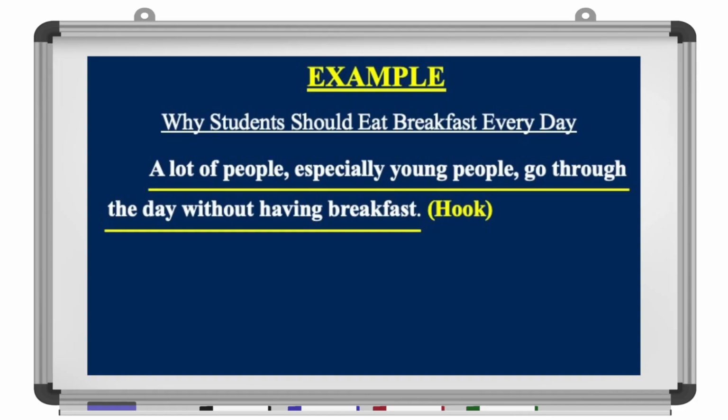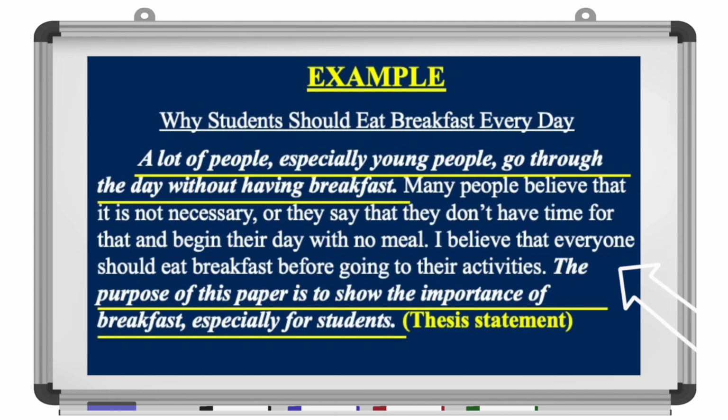Now, you see the sentences in yellow. The first one is the hook. I used it to grab the attention of the reader and make them willing to know more and read more throughout the essay. And at the end, I stated my opinion. I said what I think about this topic. And then I mentioned the main ideas I'm going to speak about throughout the essay.